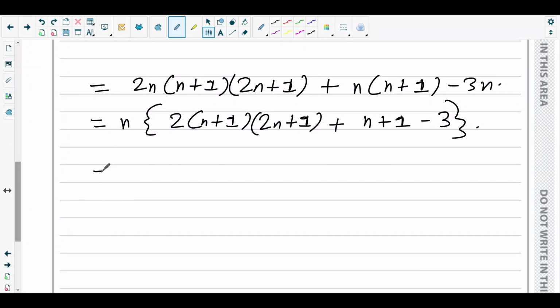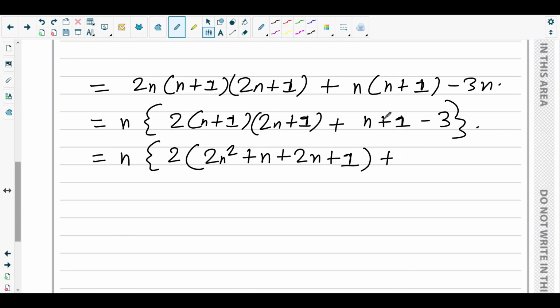Now just multiply out the brackets. So if you multiply out the brackets, what you will get: 2 times n times 2n, n times 2n is 2n squared, 2n squared plus n plus 2n plus 1, plus n plus 1 minus 3. So that would be n minus 2. Bracket closed.